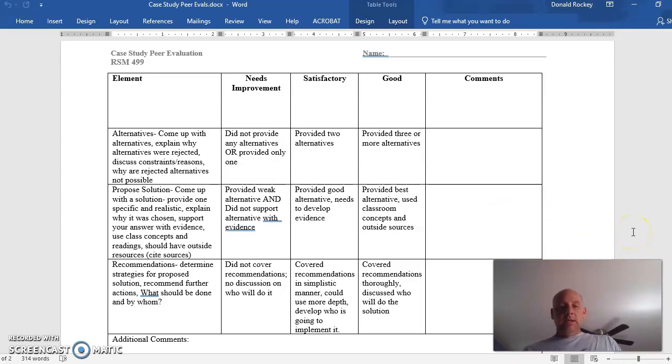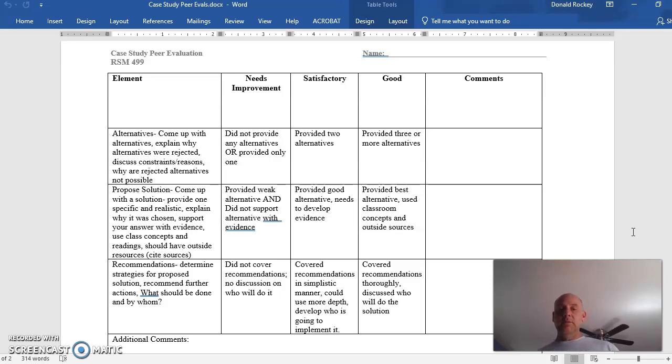Recommendations at the end is how you're going to implement that. One of the things of the problem solving, one of the last steps, or next to last, is to implement. And so how are you going to go about implementing that decision that you made? Who's going to do it? How they're going to go about doing it? What they're going to do? That should be included in there.